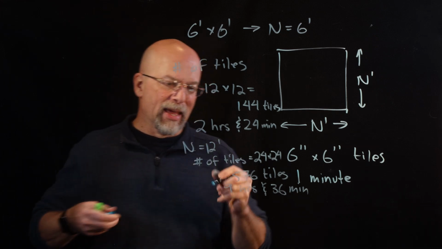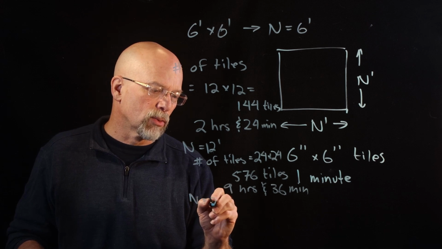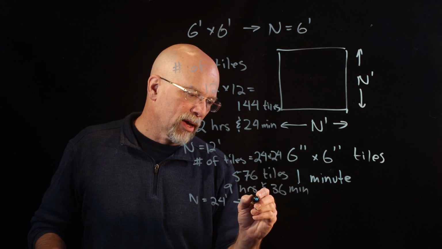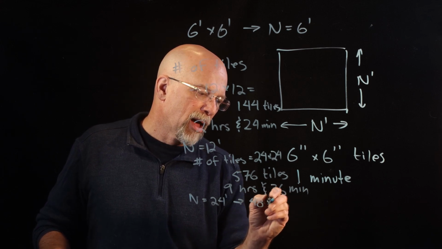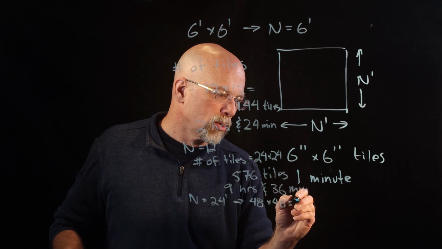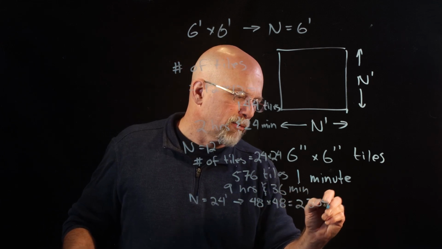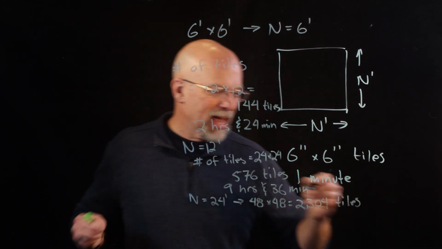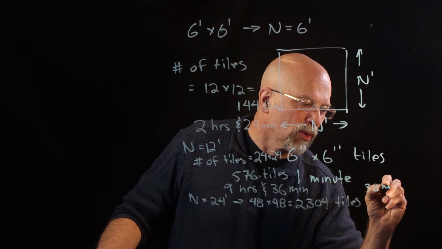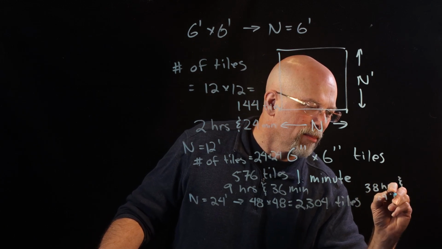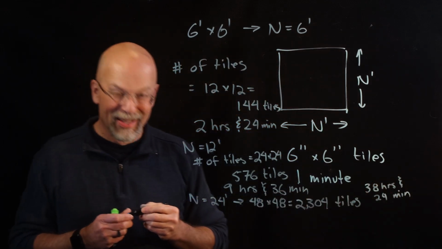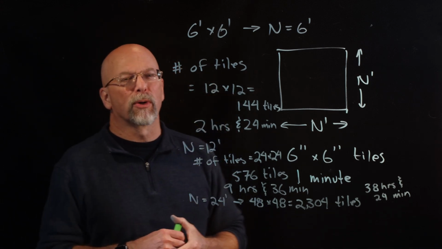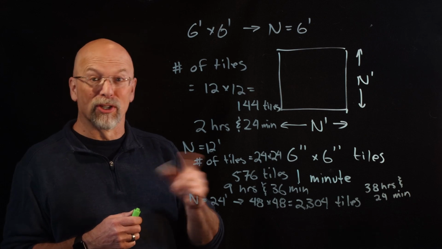Well, let's double n again. Let's say n, in this case, is equal to 24 feet. This is maybe a basement that we're doing. And that will give us 48 by 48, which is equal to 2,304 tiles. How long is this going to take us? Well, it's going to take us 38 hours and 24 minutes. A significant increase. All we did was double it, right? But we quadrupled the amount of material required, and we quadrupled the amount of time it took to do it.